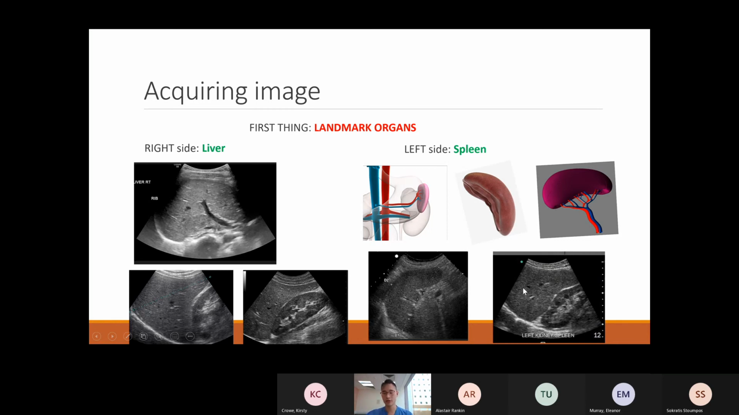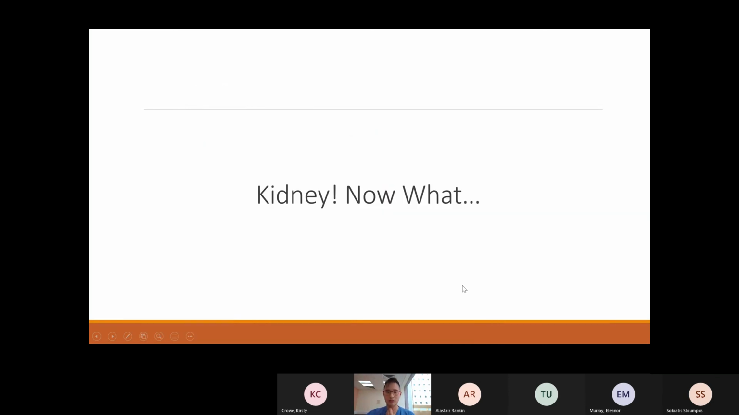Now, your liver and spleen are very important. When you do lung ultrasound, for example, that's the first thing we look for. We don't look for the lung first, we look for the liver first. You find the liver, and you go towards the head, and then the base of the lung is there. Similar for the left side. You look for the spleen first, you look upwards, your lung is there. So these two organs are very important.